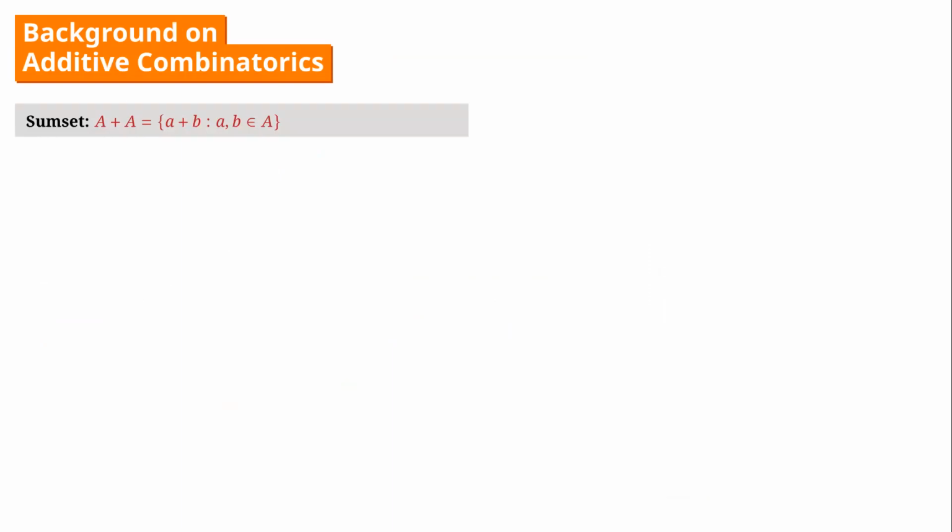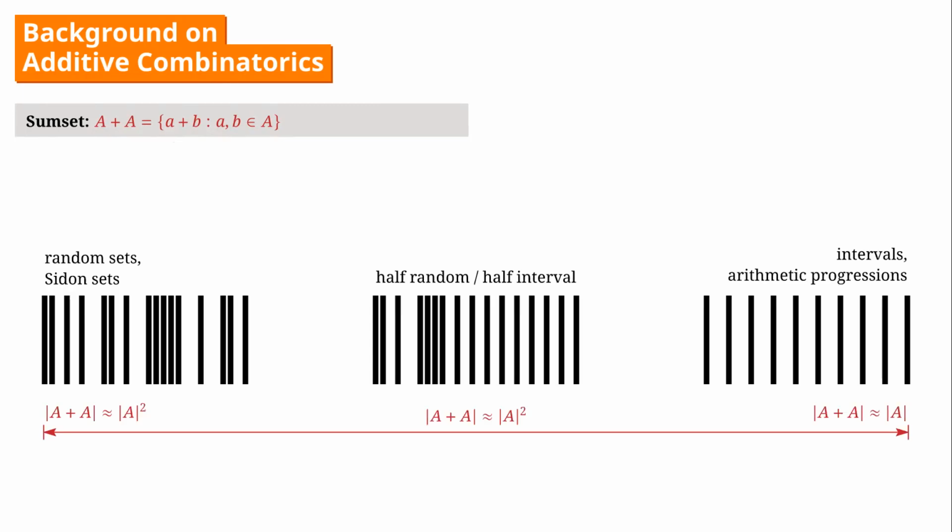If A is a set of integers, then consider the set denoted A plus A. It's called the sum set of A, which consists of all pairwise sums of the form a plus b, where a and b are from A. Now, it turns out that the size of the sum set A plus A is actually a very crude measure of how structured versus how random a set is. Let me give you an example.